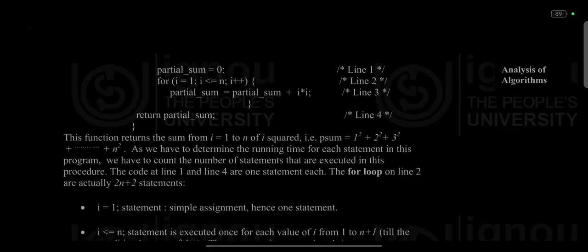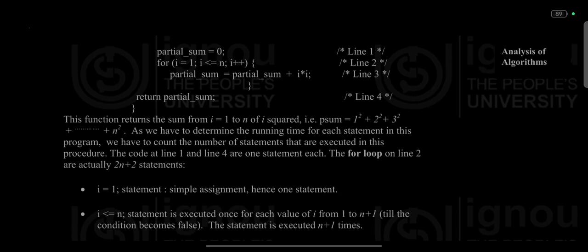Example 4, now consider a function that calculates the partial sum of an integer n. int psum(int n) { int i, partial_sum; partial_sum = 0; for i = 1, i less than or equal to n, i plus plus: partial_sum = partial_sum + i times i; return partial_sum. This function returns the sum from i equals 1 to n of i squared, that is, psum equals 1 squared plus 2 squared plus 3 squared up to n squared.